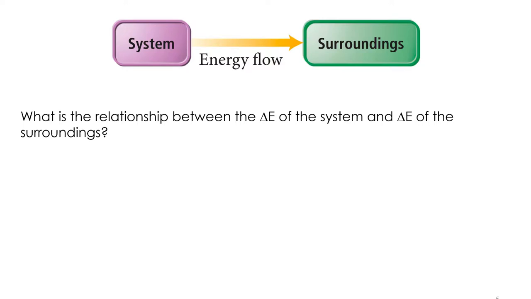All right, so now we got these two things we're going to keep track of: the system, which will be our chemical reaction or physical change, and the surroundings, which right now we're just going to say is everything else, all right? And the energy can flow to or from the system and surroundings, okay? So what's the relationship of this change based on the first law of thermodynamics? Well, let's calculate it, okay?